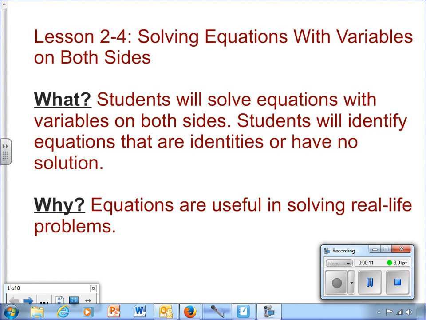We have two objectives in this lesson. First, students will solve equations with variables on both sides. And second, students will identify equations that are identities or have no solution. An identity is an equation where any real number will work. The reason this is so important is equations are very useful in solving real-life problems.